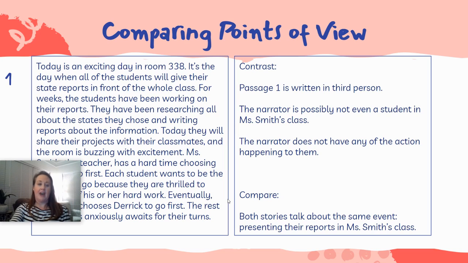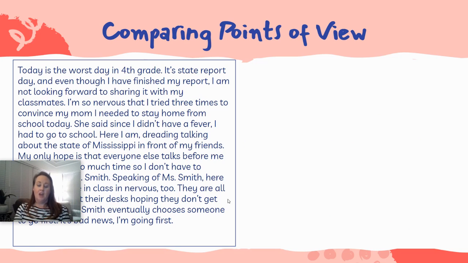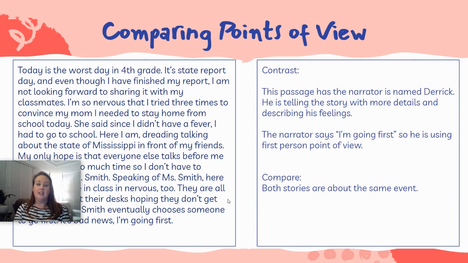So now let's look at passage 2. Looking at it, it is actually going to be first person. So we know that the passage has the narrator named Derek. He's the one telling the story, and he's also including more details, and he's describing his feelings and maybe describing what his classmates are feeling as well. And then the narrator says, I'm going first, so he is using that first person point of view.